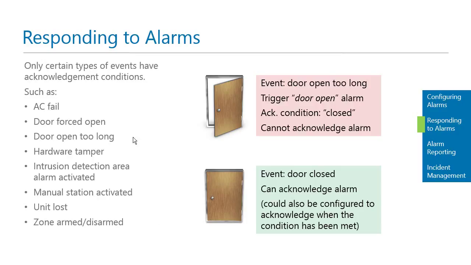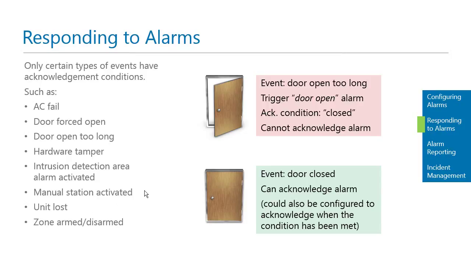We just saw door open too long. That's an obvious one, as well as door forced open. We want the door to close. Hardware tamper, we need to clear that tamper state. Intrusion detection area alarm activated, so obviously the alarm has to be deactivated. And we can do the same thing for something like a zone where we have it armed or disarmed. And of course something like a unit lost, we need the unit to come back online.